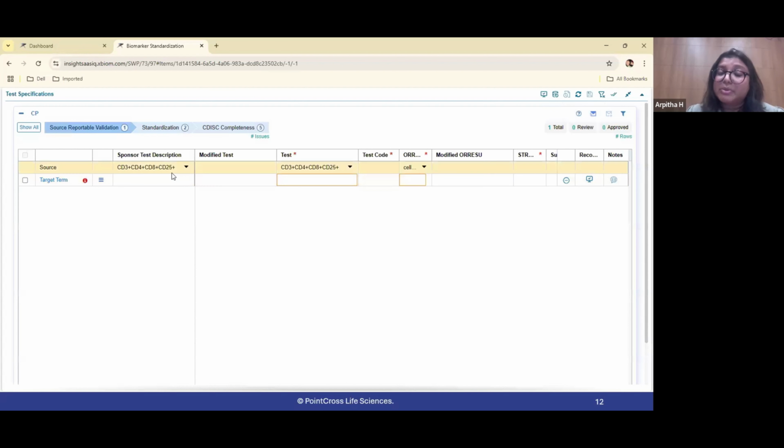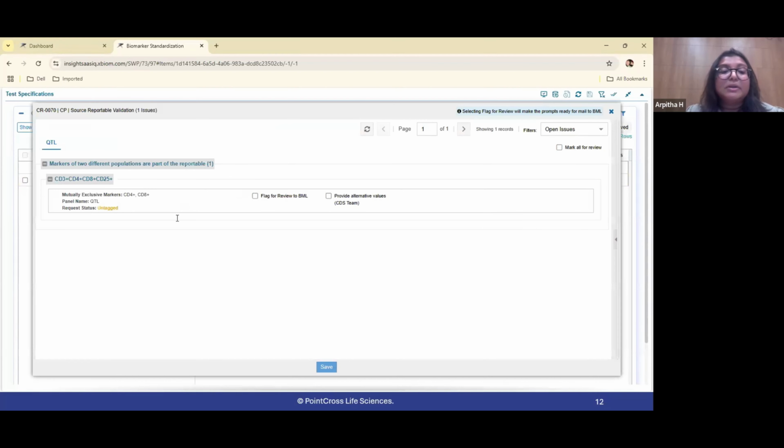When a reportable is being sent to XBiome, it validates for its accuracy. So this is a string that is sent and it has been validated, showing there are gaps in the reportable sent because it has the markers of two different populations which are mutually exclusive. These kinds of review and flagging would be done where the subject matter experts can review these and then take necessary actions, with collaboration between the scientific team and the lab, the vendors who provided the data.